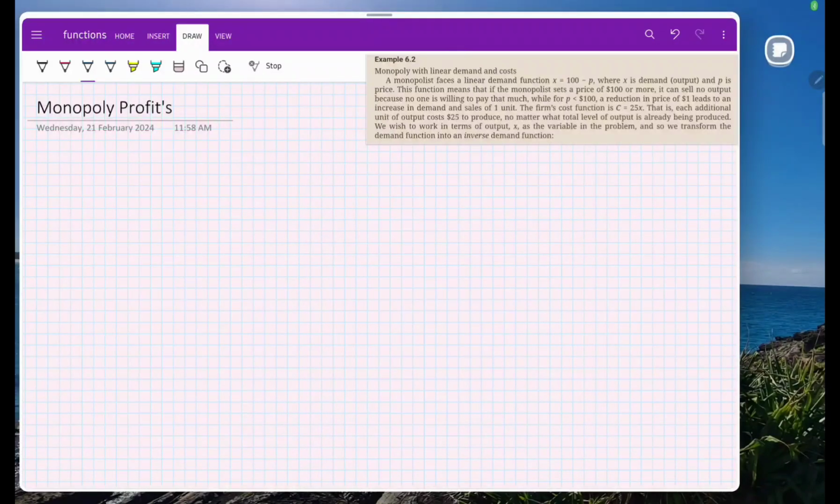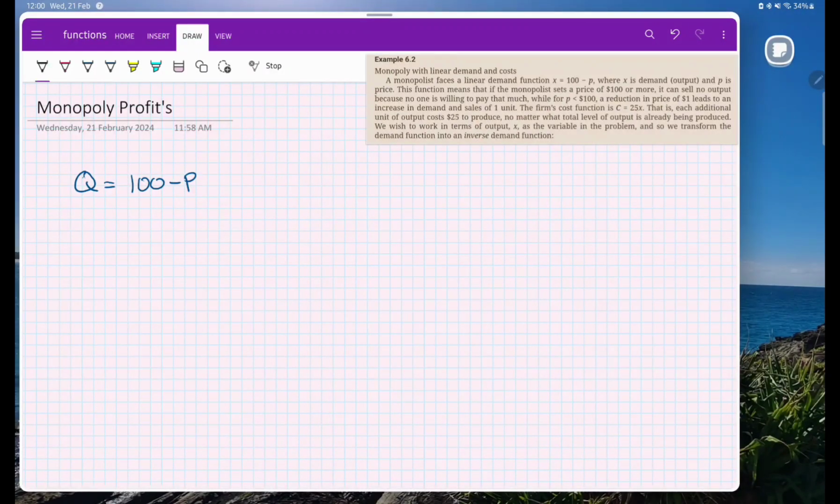Okay, so we have a question and we are going to determine its profit function. Now, reading the question, a monopolist faces a linear demand function of x equals 100 minus p, where x is demand or output and p is price. So first things first, I'm going to substitute q in for x just to make it a little bit easier to understand graphically. Plus q will stand for quantity or output. So q is equal to 100 minus p.